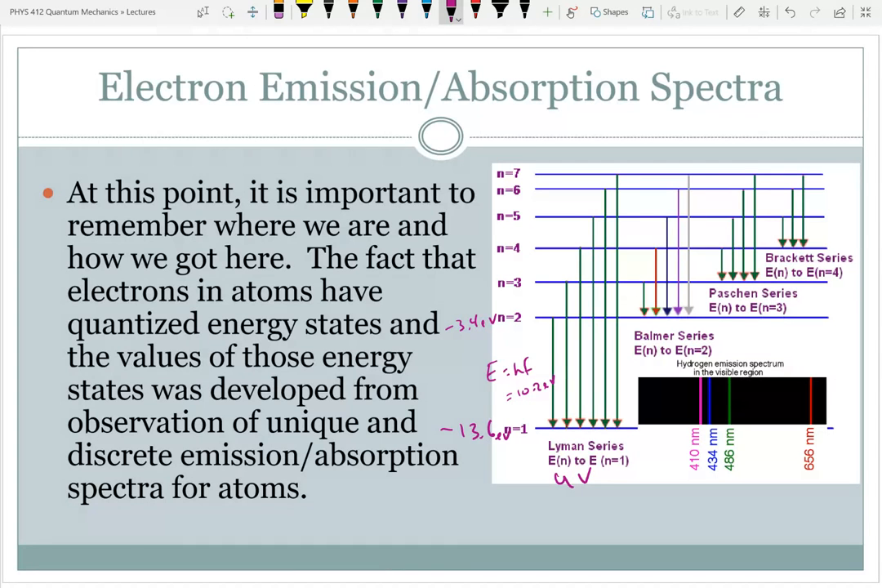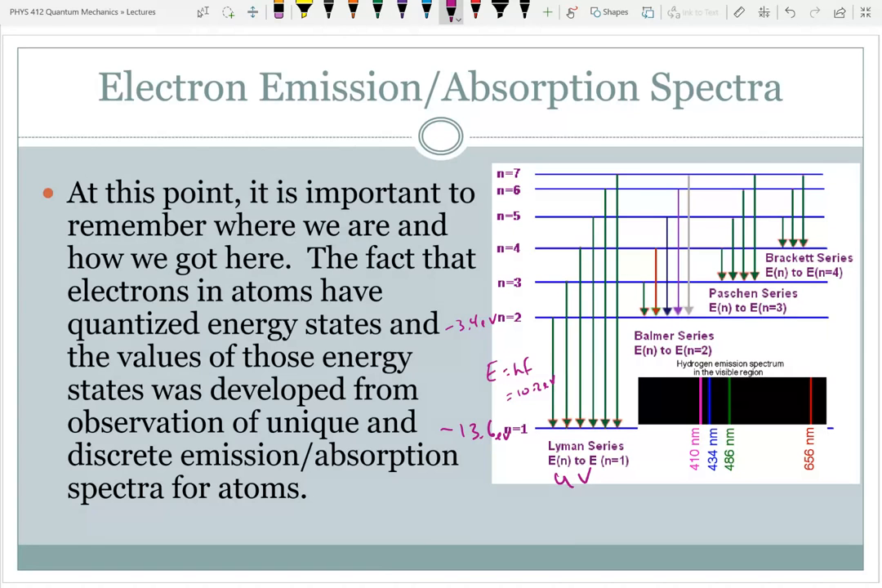Now, a visible photon is going to be under 4 electron volts. I think maybe under 3 electron volts. So we're talking far ultraviolet here, so you're not going to see that with your naked eye.